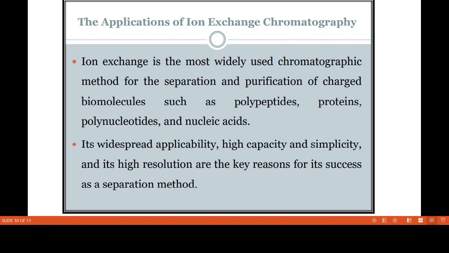Okay students, is it clear? You have to study these two techniques, paper chromatography and ion exchange chromatography. The remaining chromatographic techniques we will discuss in the next lecture. Okay students, thank you.